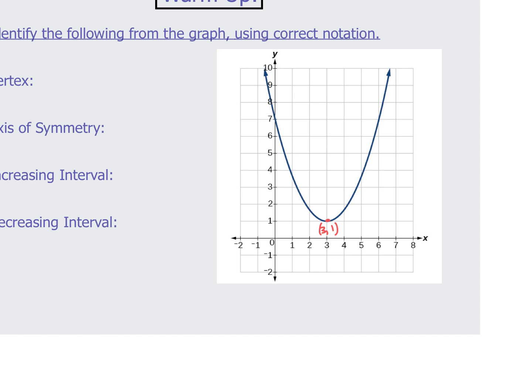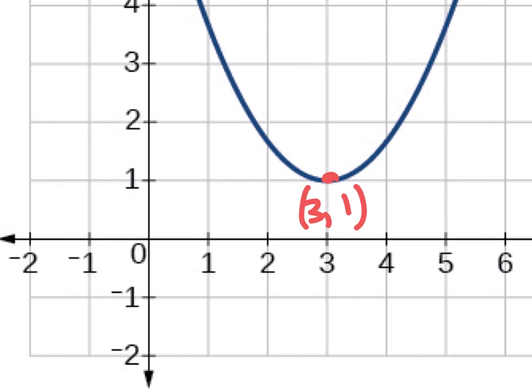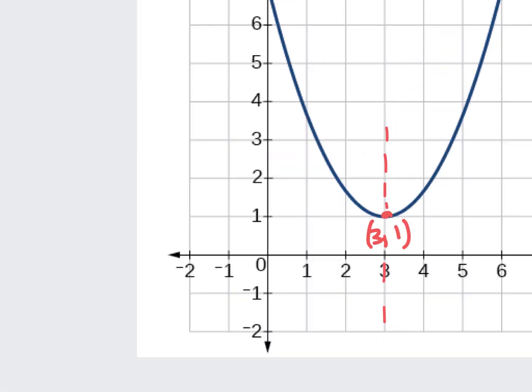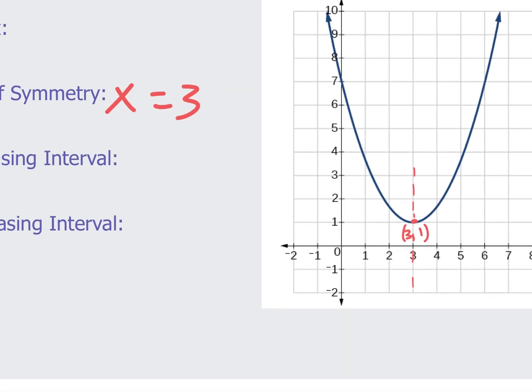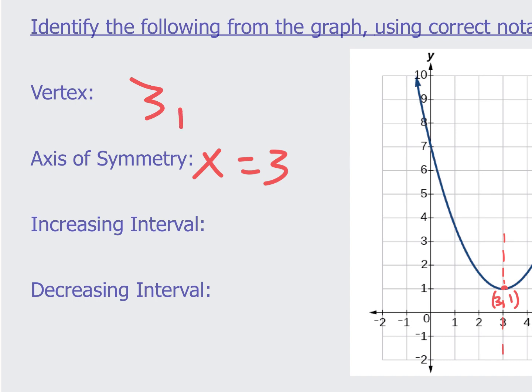I called it the axis of symmetry. Ian, do you remember it? Sorry, I don't have this one. 1 second. Let me take a look at my iPad. 3. Yes, what 3 though? X equals 3. There we go. X equals 3. And the vertex was 3, 1.